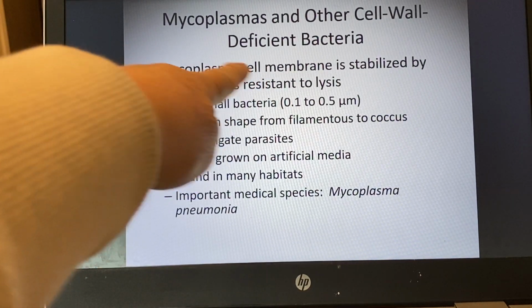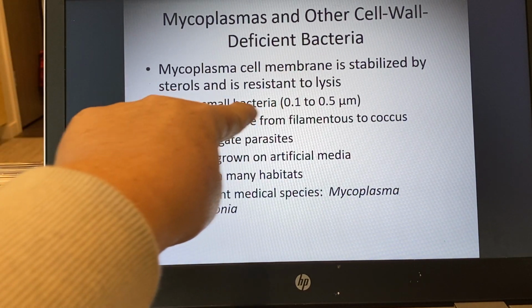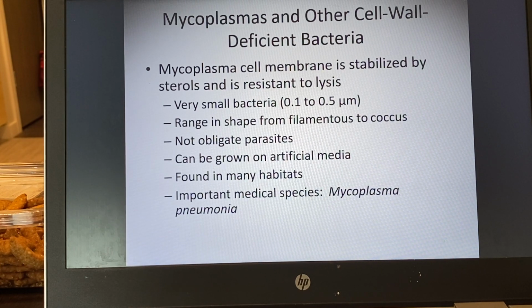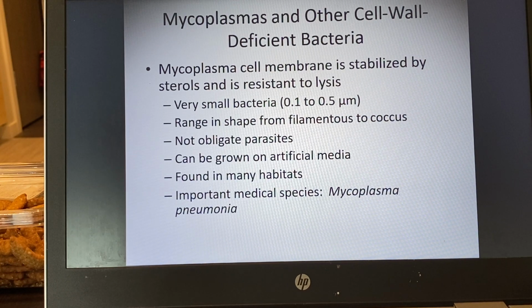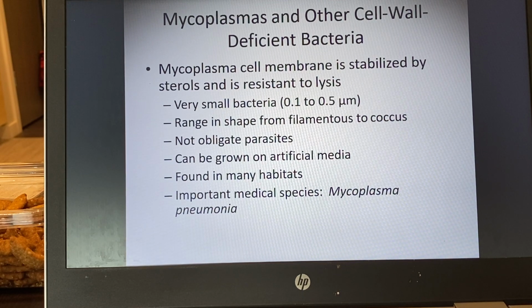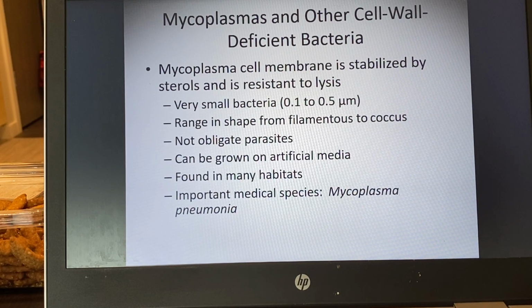Okay, so mycoplasmas, the only thing I want you to get out of this, they are super small. Very, very small. They're basically close to viruses in how small they are. One of the main species, Mycoplasma pneumoniae, causes a type of pneumonia where you basically have to exclude everything else. And then if you still can't find the source, it could either be mycoplasma or maybe it's a virus that's causing that pneumonia. But that's how small it is.